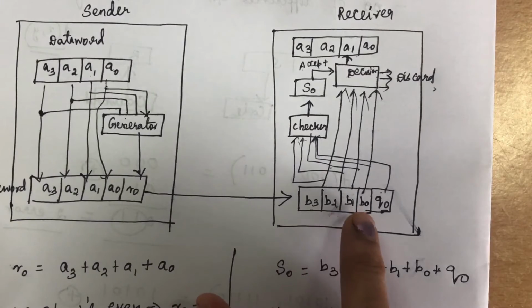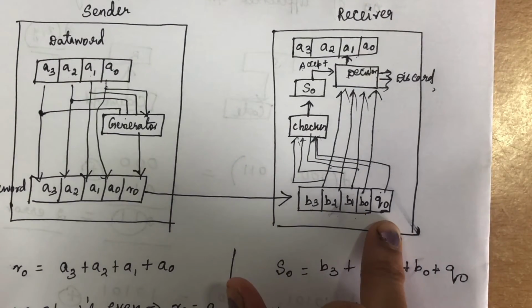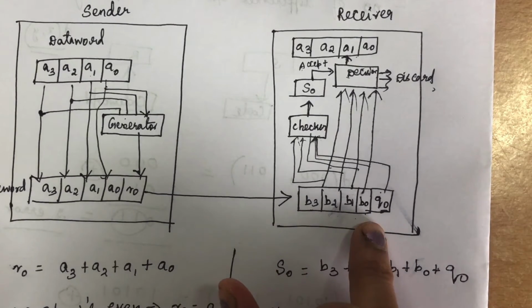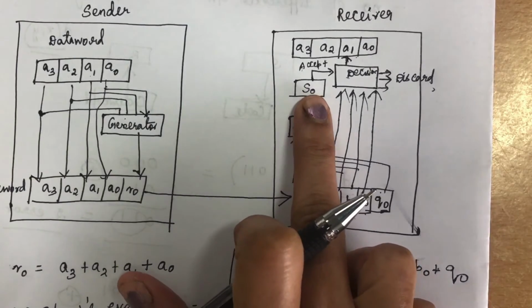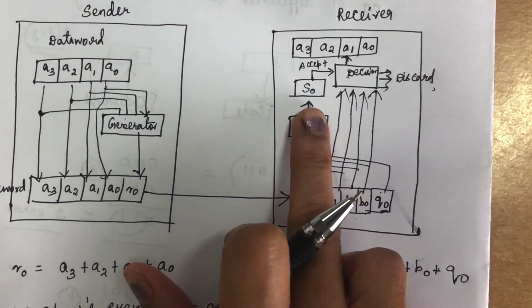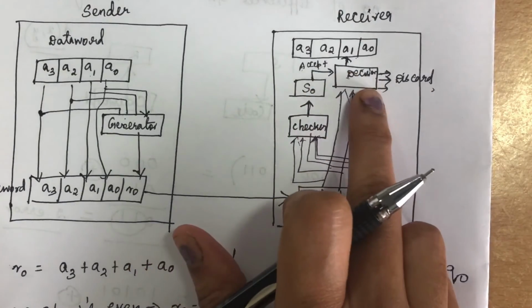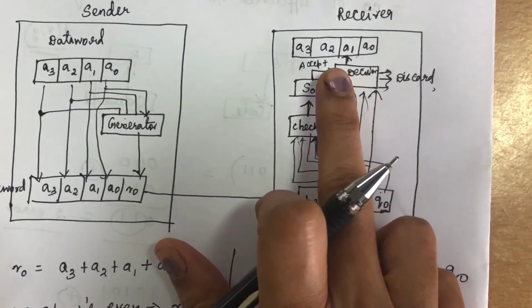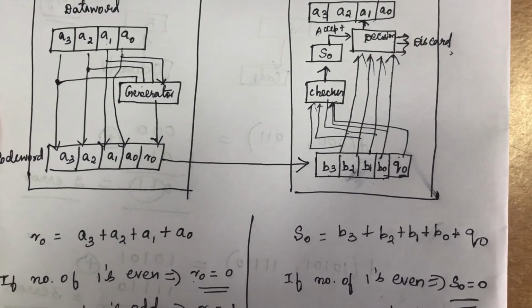On the receiving side, we will add all the bits along with the redundancy parity bit. If the number of ones is even, meaning no error occurred, S0 will be set to 0. If the number of ones is odd, S0 will be set to 1, and based on the value of S0, the decision logic will either accept or discard. Now we will see one simple example for this.